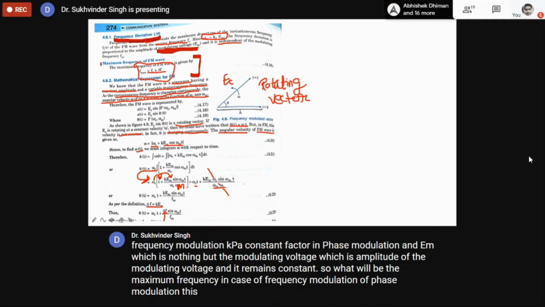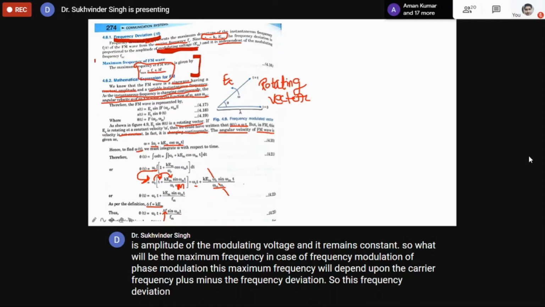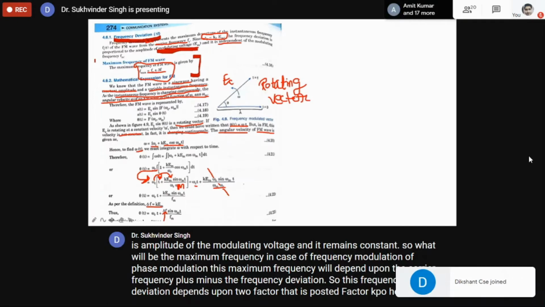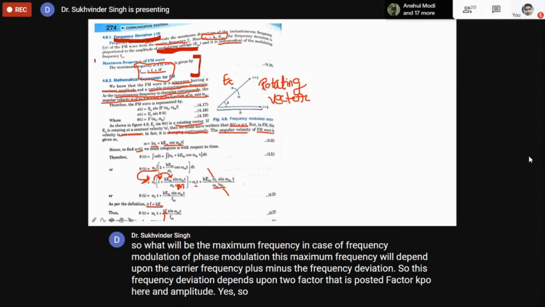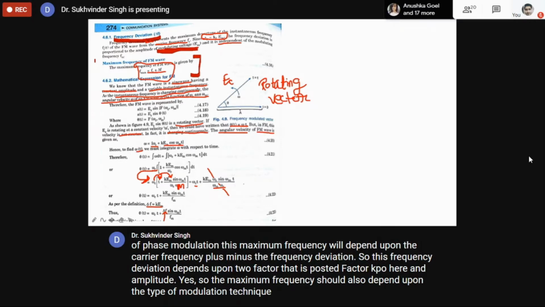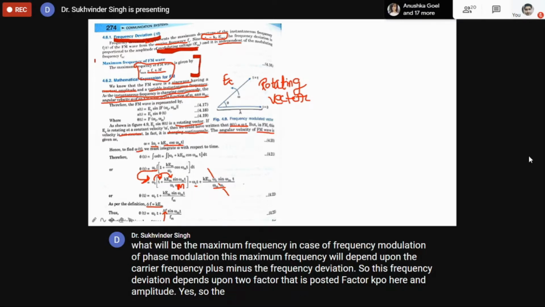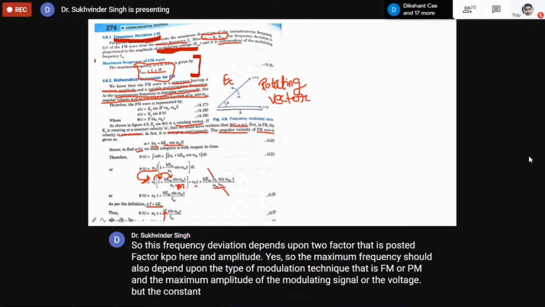So what will be the maximum frequency in the case of frequency modulation or phase modulation? This maximum frequency will depend upon the carrier frequency plus or minus the frequency deviation. The frequency deviation depends upon two factors, the constant factor Kp or Kf and the amplitude Em. So the maximum frequency also depends upon the type of modulation technique, FM or PM, and the maximum amplitude of the modulating signal or voltage.